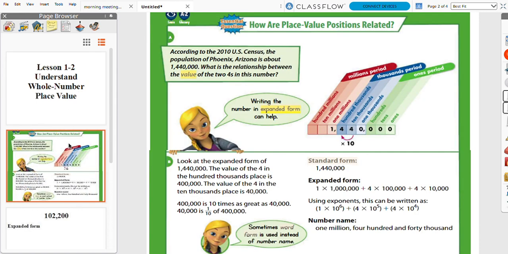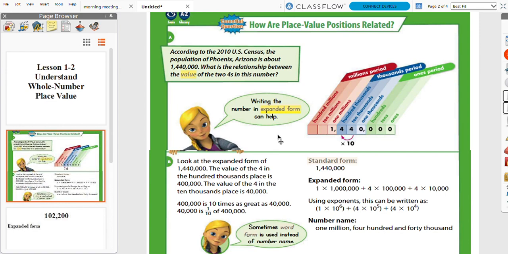So how are place value positions related? According to the 2010 US Census, the population of Phoenix, Arizona is about 1,440,000. What is the relationship between the value of the two fours and the number? It says writing a number in expanded form can help. So before we get to that question, let's look at how they wrote this in expanded form.